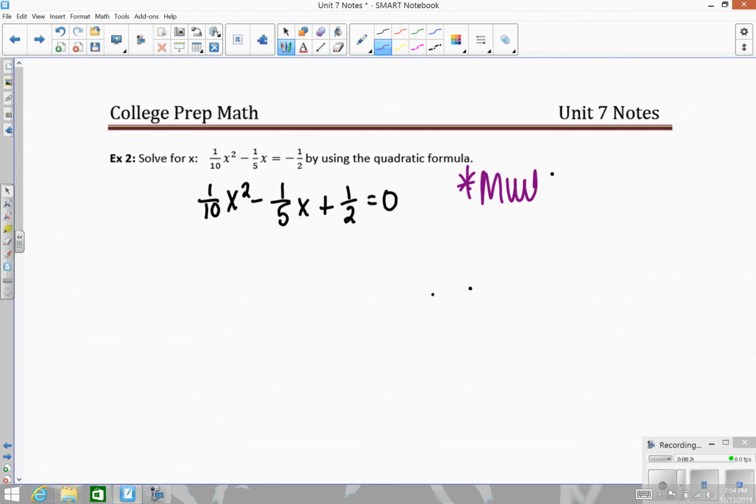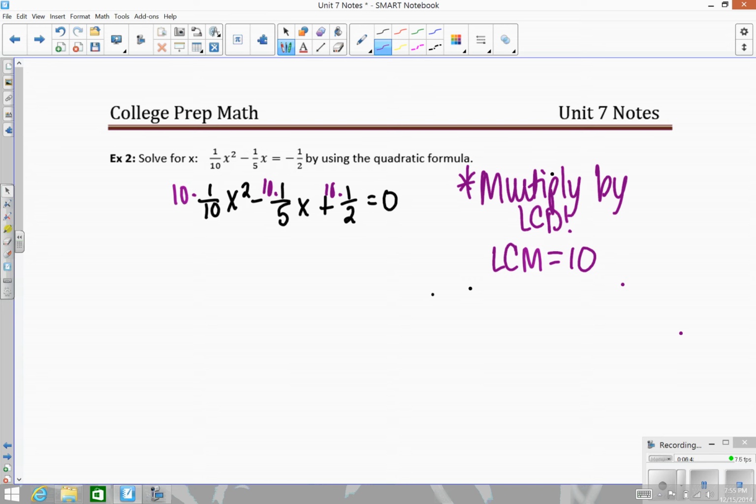So I'm going to multiply this entire thing by the LCD, which, the least common denominator between all three terms, is going to be 10. So basically what I do is I multiply every single piece by 10, and it'll just make my math much easier. And you're allowed to do that because you're doing it to every single piece. Whatever you do to one side, as long as you do it to the other, it's fine.